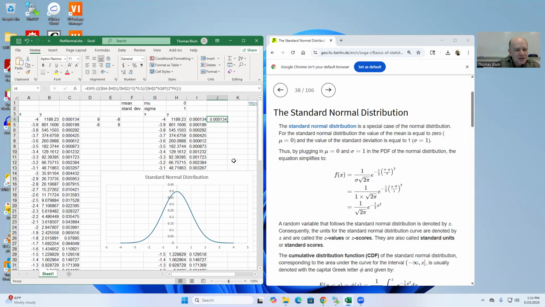All right, that's it. I just wanted to show this issue that popped up. It's more general than just plotting the standard normal distribution, but that's the context in which it arose for me.